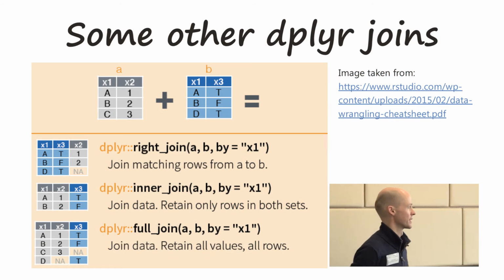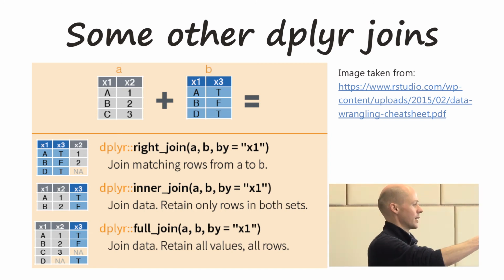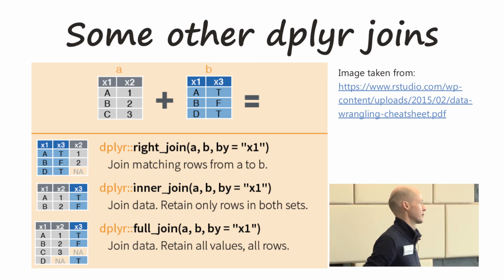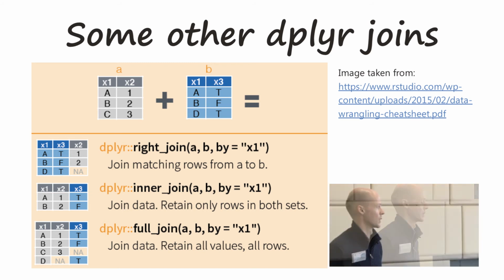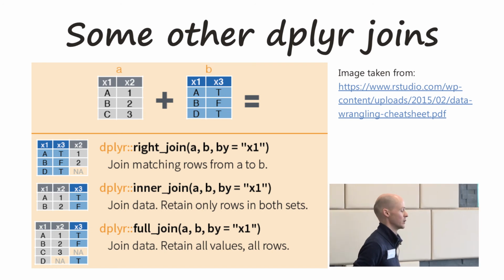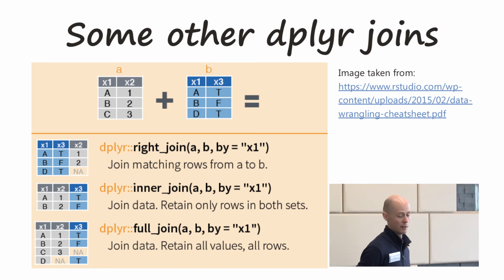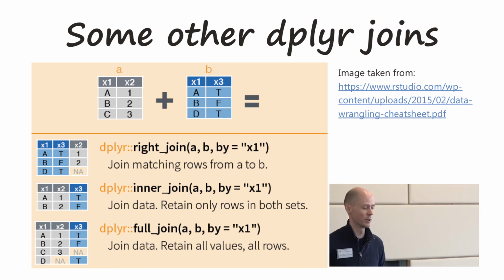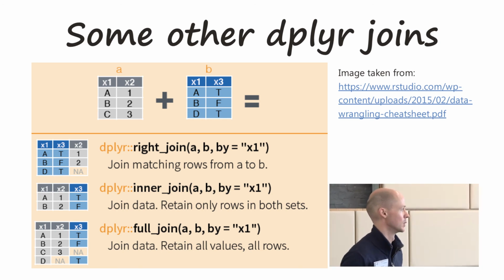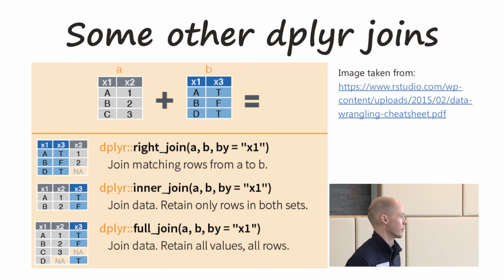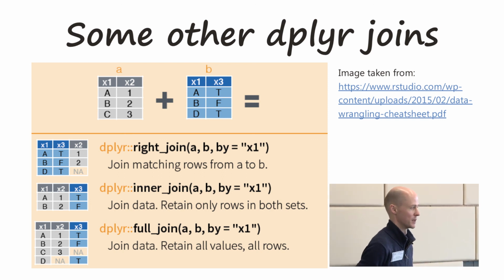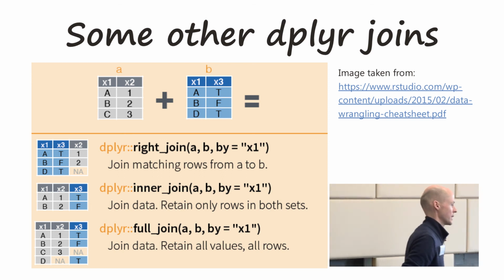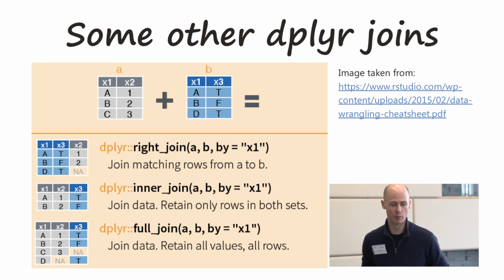As I said, there are other joins. They follow the same style. This is an extract from the wrangling cheat sheet. So yes, you can do a right join, an inner join, a full join. I recommend if you're not familiar with those types of join, it's probably better to look into them by reading about them in R for Data Science, for instance. But left join is by far the most common type of join. Yes, so that was the end of relational data. Just a brief introduction there.